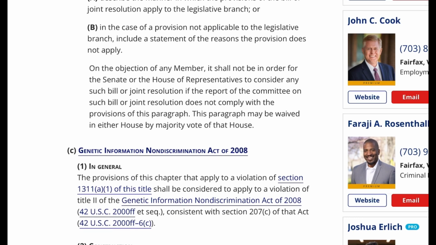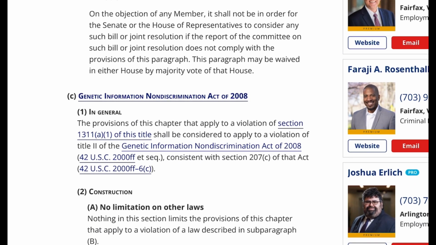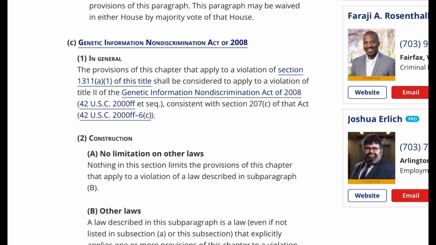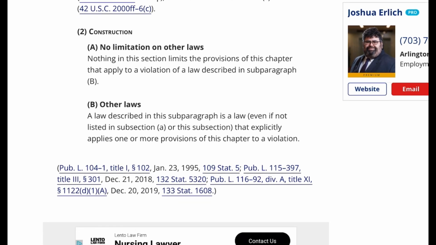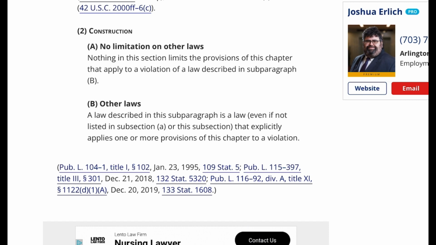C. Genetic Information Non-Discrimination Act of 2008. 1. In general, the provisions of this chapter that apply to a violation of Section 1311(a)(1) of this title shall be considered to apply to a violation of Title II of the Genetic Information Non-Discrimination Act of 2008, 42 U.S.C. 2000ff et seq. Consistent with Section 207(c) of that Act, 42 U.S.C. 2000ff-6(c). 2. Construction. A. No limitation on other laws. Nothing in this section limits the provisions of this chapter that apply to a violation of a law described in subparagraph B. B. Other laws. A law described in this subparagraph is a law, even if not listed in subsection A or this subsection, that explicitly applies one or more provisions of this chapter to a violation.